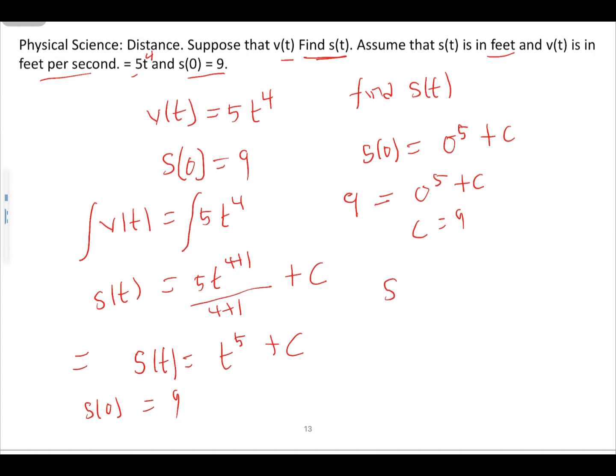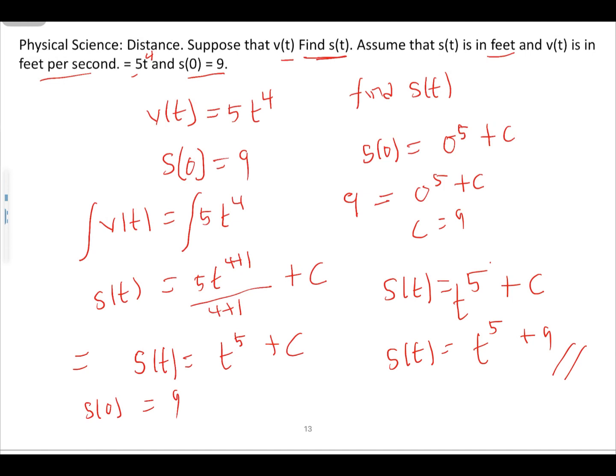So in plugging it back, we are going to get s of t equal to t power 5 plus c, and now with c, s of t equals t power 5 plus 9. So this is our final answer. When you are given an acceleration function and you are asked to find the distance, integrate it twice. When it's velocity, integrate it once. So this is one example.